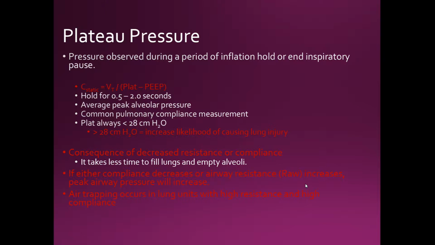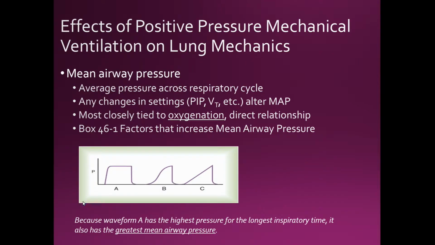Right? So again, air trapping occurs in lung units with high resistance and high compliance. So have a high airway resistance, meaning say there's a bunch of gunk. Right, it creates more of a turbulent flow rather than a laminar flow. Okay, and then if I have high compliance, meaning to say my lungs are really, really floppy, like emphysema, then there's an increased chance that air trapping will occur.